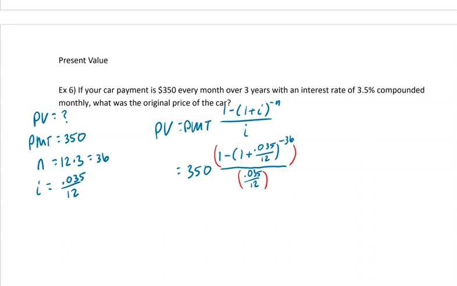If you plug it in correctly, you should be getting approximately $11,944.54. So that's the original price of the car, and I apologize for my dog barking in the background.